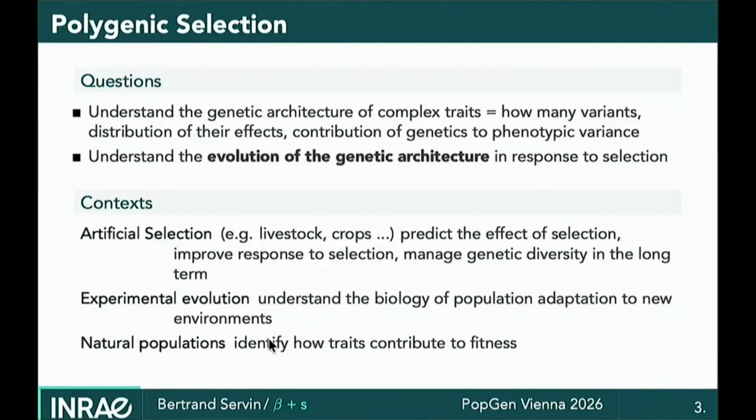And also people working in natural populations also have these questions, and sometimes the objectives are a bit different. We are interested in predicting the effect of selection, improving response to selection, and managing the genetic diversity in the long term in those populations, whereas you want to understand the biology of population adaptation to new environments. And maybe in natural populations, the question is, how do you find the traits that contribute to fitness? Whereas in livestock, of course, we know which traits contribute to fitness because they are designed by men.